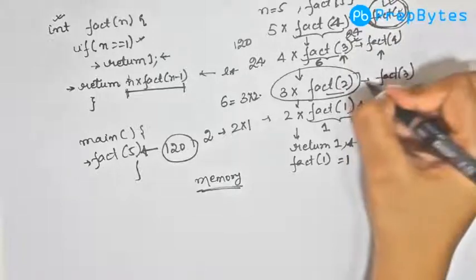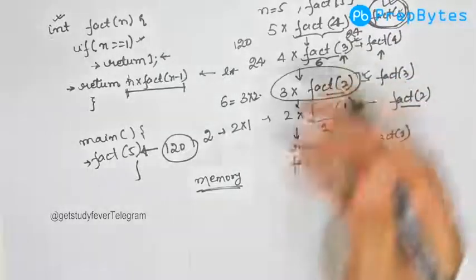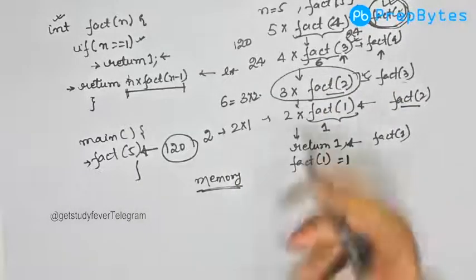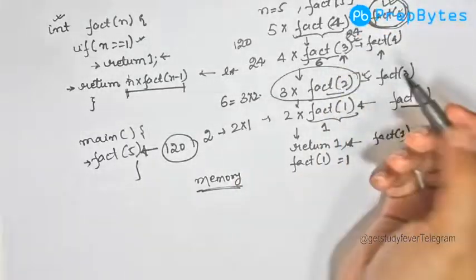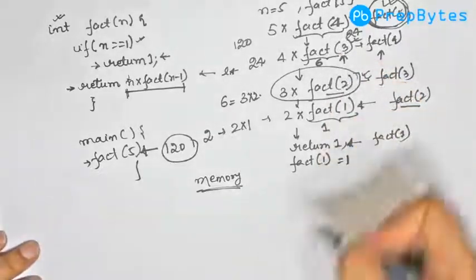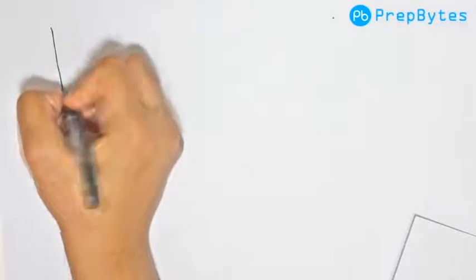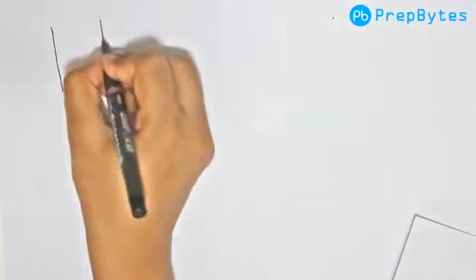Like, how will it know that I have to return 2 to fact 2? So there has to be a way to store these functions. In memory, these functions are stored in a stack. So what is a stack? We have a complete session on stack.